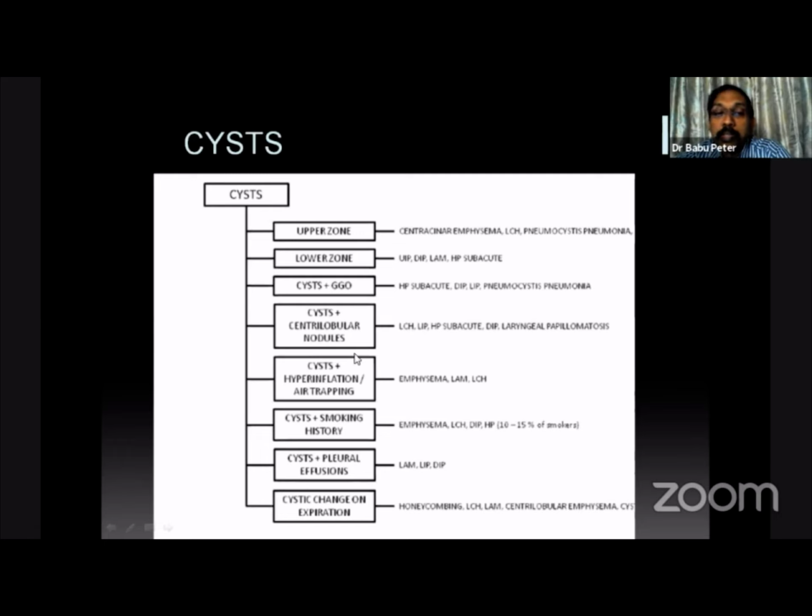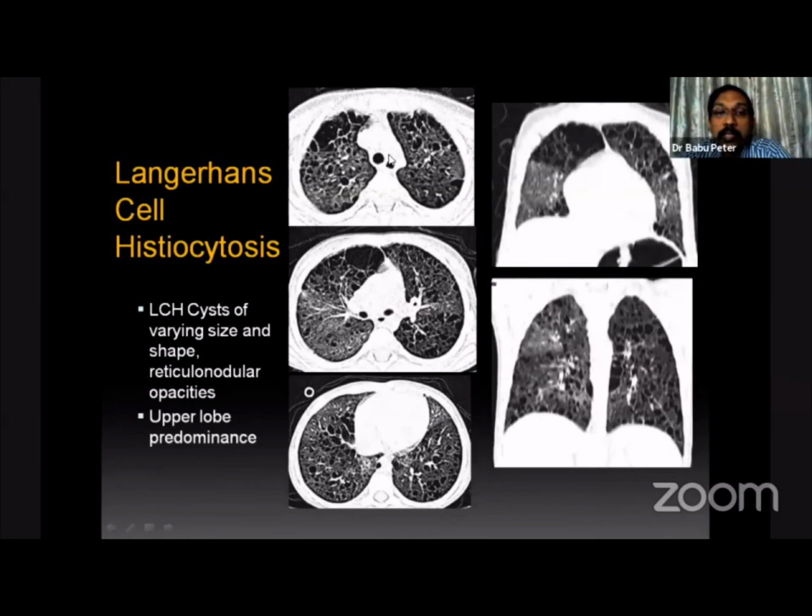Whenever cysts are seen with hyperinflation or air trapping, it may be due to emphysema or lymphangioleiomyomatosis. Cysts with a smoking history, again, you have to think of emphysema or LCH. And cysts with pleural effusion can be seen with either lymphoid interstitial pneumonia or lymphangioleiomyomatosis. Cystic expression will be seen in case of honeycombing. So this is a typical appearance of Langerhans cell histiocytosis, where there are cysts of varying sizes and reticulonodular opacities predominantly involving the upper lobe.